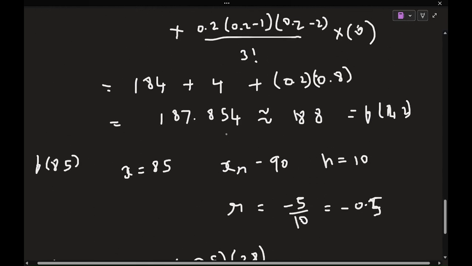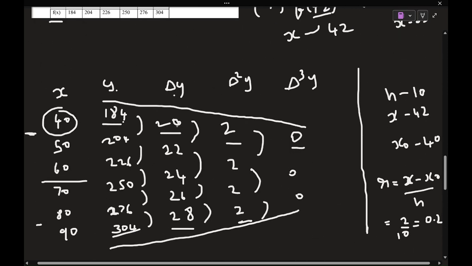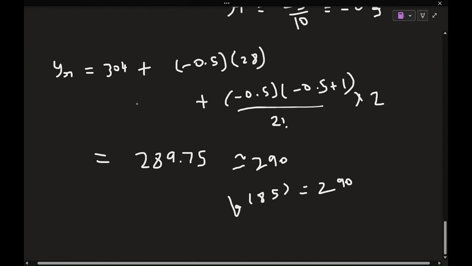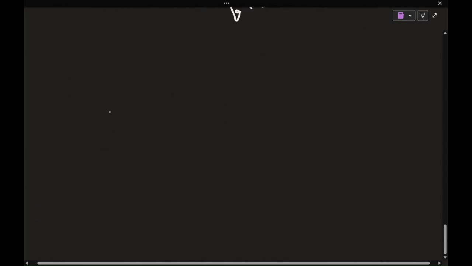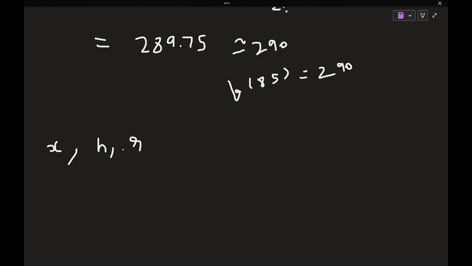So this is how you apply the forward difference and backward difference formulas when you have a question like this and you have to find any certain value with the given x. Your first step will always be to find your x first, then find your h, then find your r with the formula, then substitute everything in Newton's formula, Newton's forward difference and Newton's backward difference.